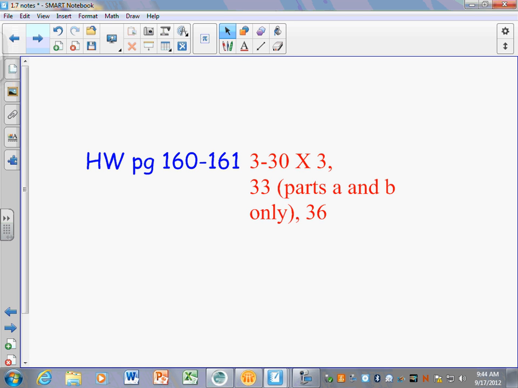Your homework, I want you to make sure you pay attention to this, and it is the way it's on your homework sheet. You're doing 3 through 36 multiples of 3, but on 33, you're only going to do parts A and B. There's a whole lot more to 33, so make sure you write that down, because otherwise you're going to get really frustrated because you're not going to know what to do.